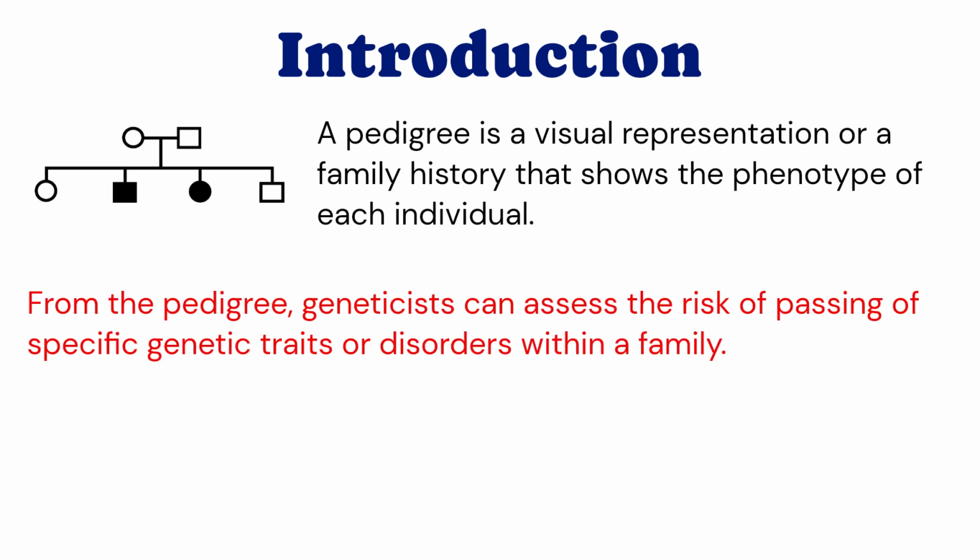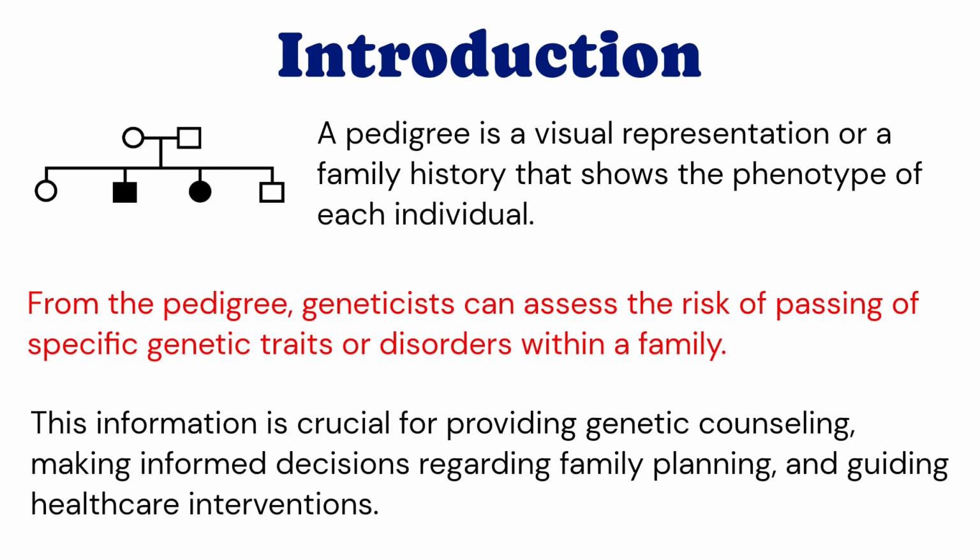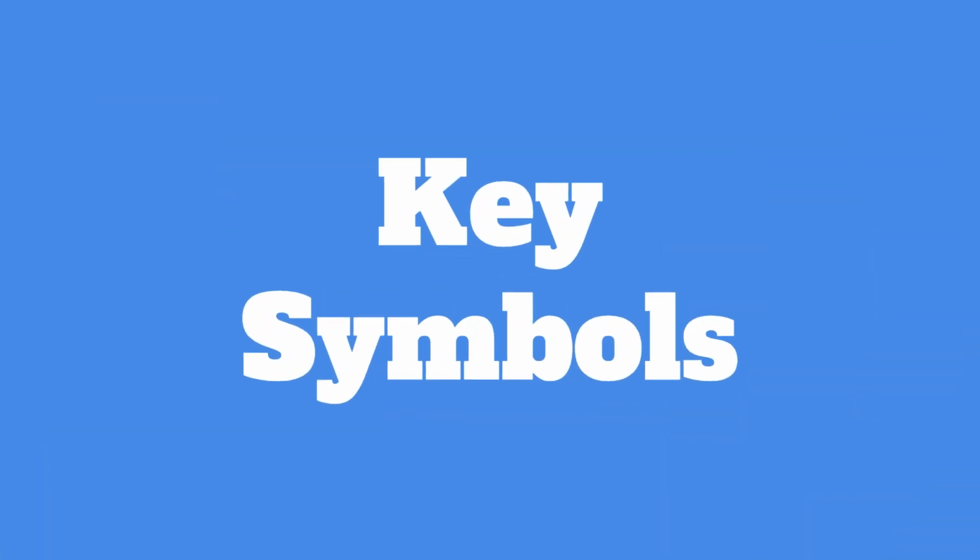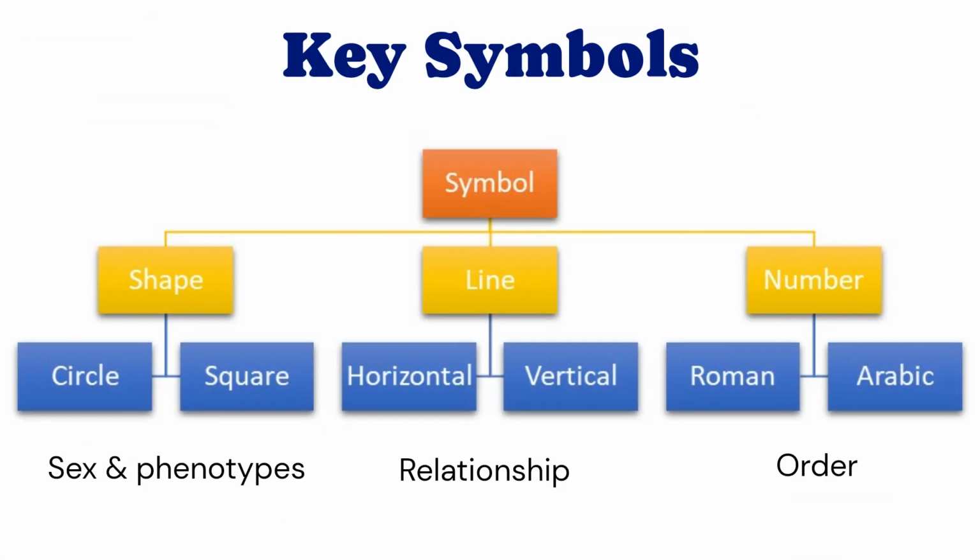By analyzing the pedigree, geneticists can assess the risk of passing on specific genetic traits or disorders within a family. This information is crucial for providing genetic counseling, making informed decisions regarding family planning, and guiding healthcare interventions. First, check the conventions used to construct a pedigree. In order to construct a pedigree, a geneticist must follow these conventions. Some of the common conventions that are encountered frequently are discussed here.